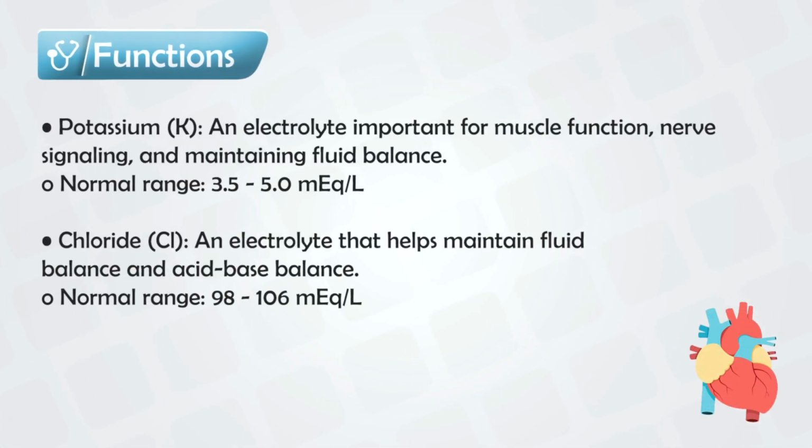Potassium, just like calcium, has a very narrow window, from 3.5 to 5. If it's too high or too low, it can affect the heart and cause arrhythmia. Chloride, while it does have a narrow window, doesn't really produce a lot of symptoms like sodium and potassium.